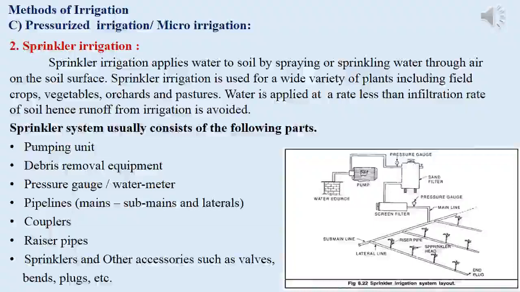Now in this diagram we can see the different parts of sprinkler irrigation system like pumping unit, debris removal equipment, then pressure gauge or water meter, pipelines like mains, submains and laterals, couplers, riser pipes, sprinklers and other accessories such as valves, bends, plugs, etc.